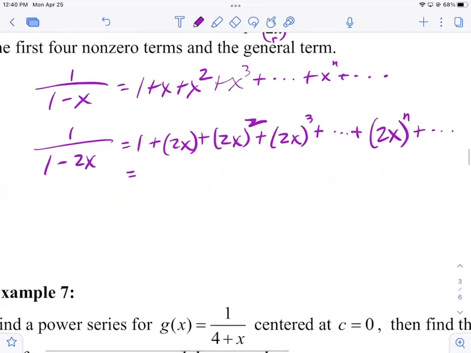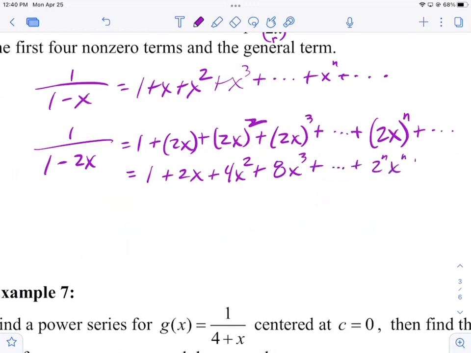If you were to clean it up, that's 1 plus 2x plus 4x squared plus 8x cubed plus dot, dot, dot, plus 2 to the n, x to the n plus dot, dot, dot. Okay.